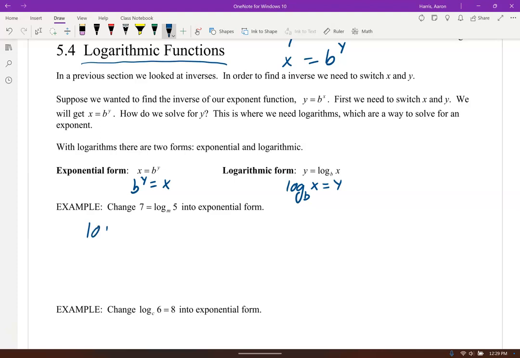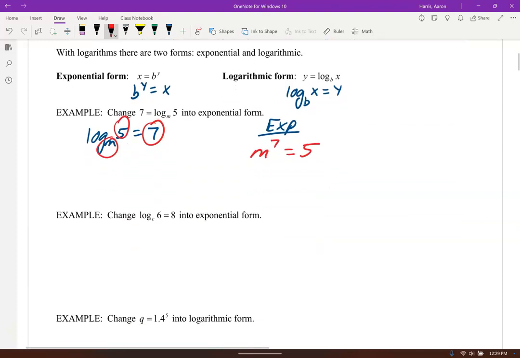So let me write it this way. Log base m of 5 equals 7. And let's put it in exponential form. In exponential form, I would go m to the 7 equals the 5. And that's how I remember that. Let's do this one in exponential form as well. So I would go c to the 8 equals 6.